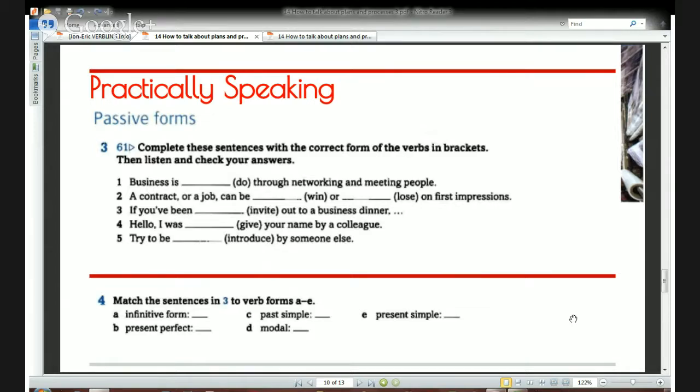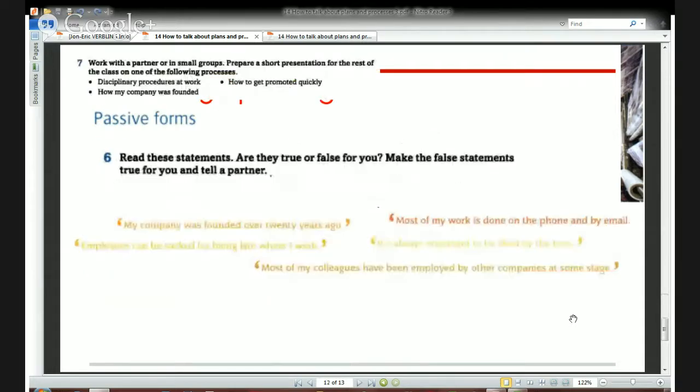It's a modal. No? Not modal, because there's no can, could, will, would, shall, should. None of those are in the sentence, so it can't be modal. Infinitive form. It's in the infinitive form, right?